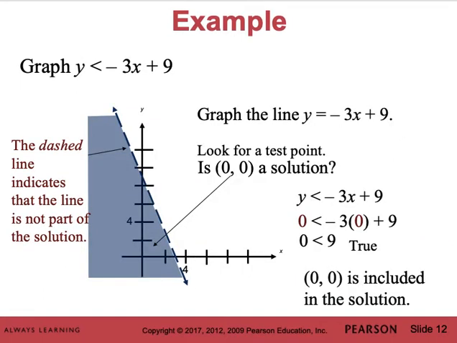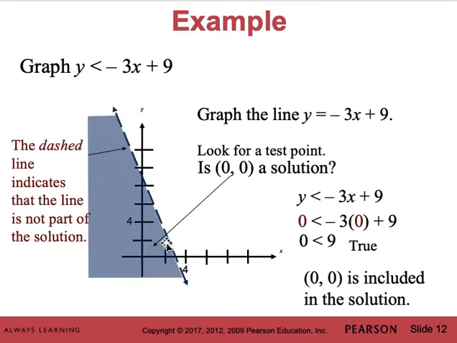Let's try another one. Graph y is less than negative 3x plus 9. First we want to graph our line. Now identify 0, 0. It is not on the line. This line does not go through the point 0, 0. So we can check it: what if x equals 0 and y equals 0? Negative 3 times 0 would be 0 plus 9. 0 is less than 9. That is a true statement.